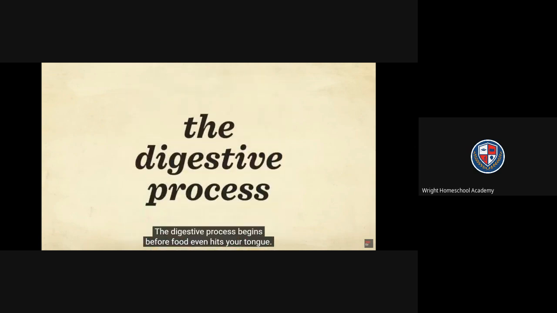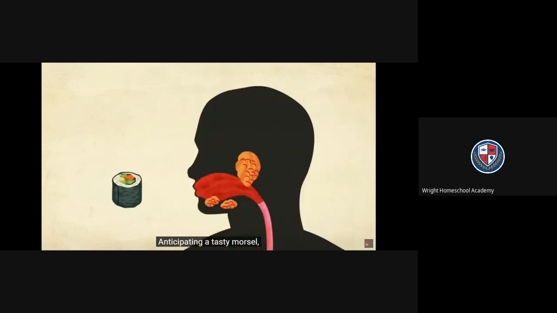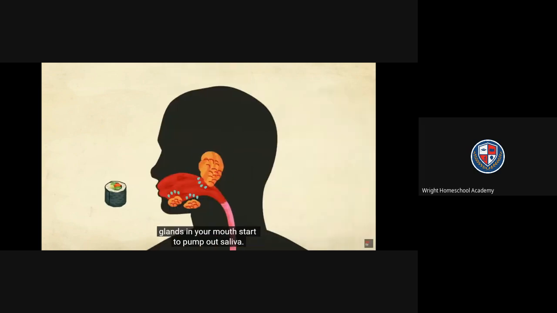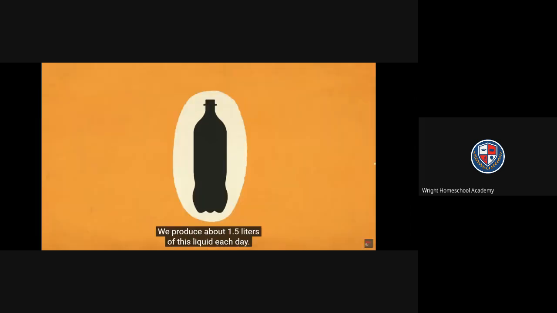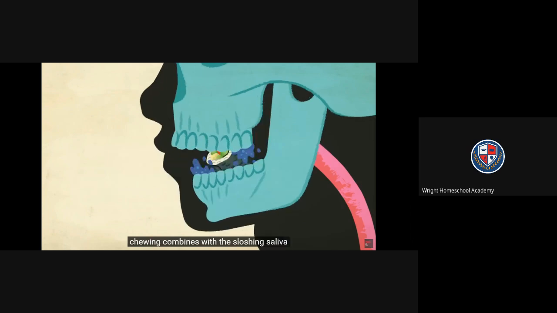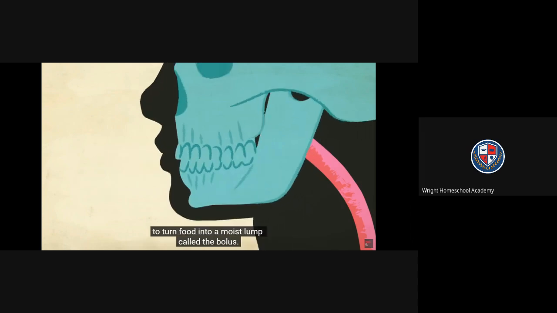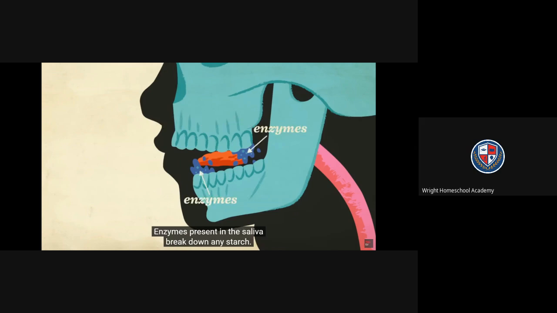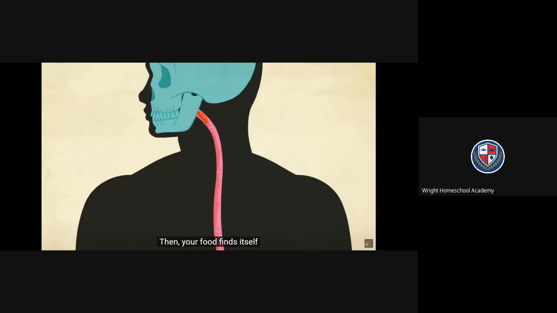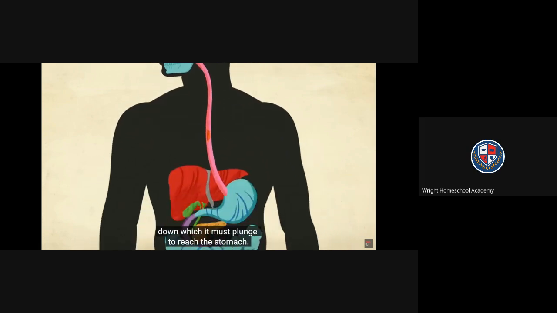The digestive process begins before food even hits your tongue. Anticipating a tasty morsel, glands in your mouth start to pump out saliva. We produce about 1.5 liters of this liquid each day. Once inside your mouth, chewing combines with the sloshing saliva to turn food into a moist lump called the bolus. Enzymes present in the saliva break down any starch. Then your food finds itself at the rim of a 25-centimeter long tube called the esophagus, down which it must plunge to reach the stomach.